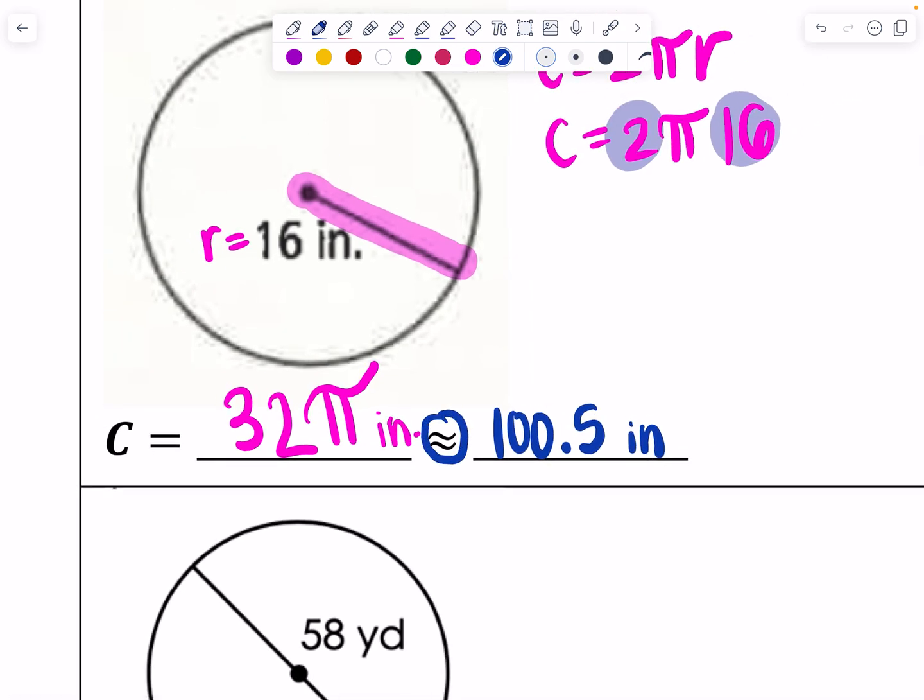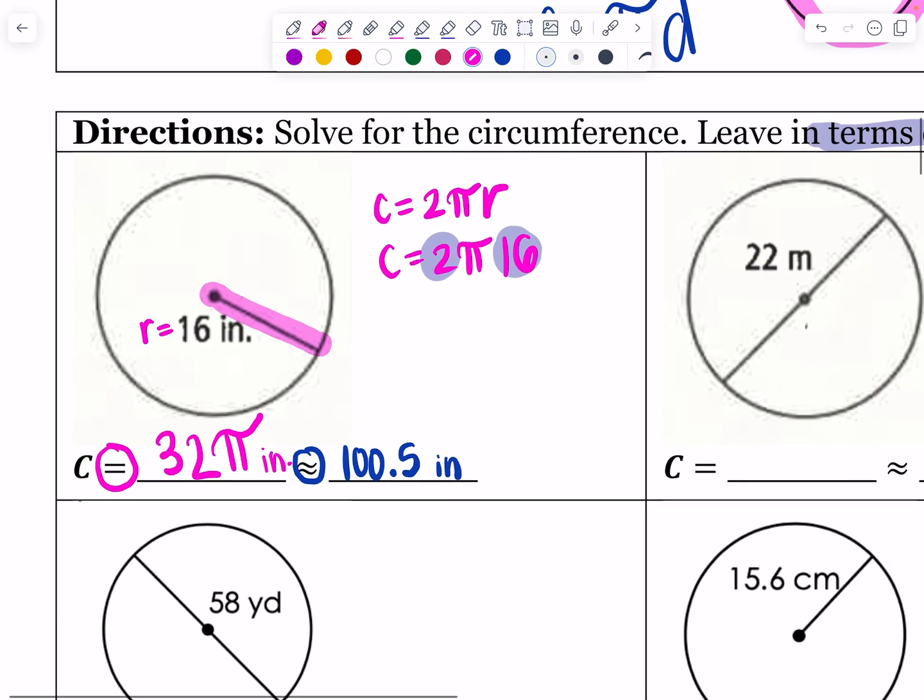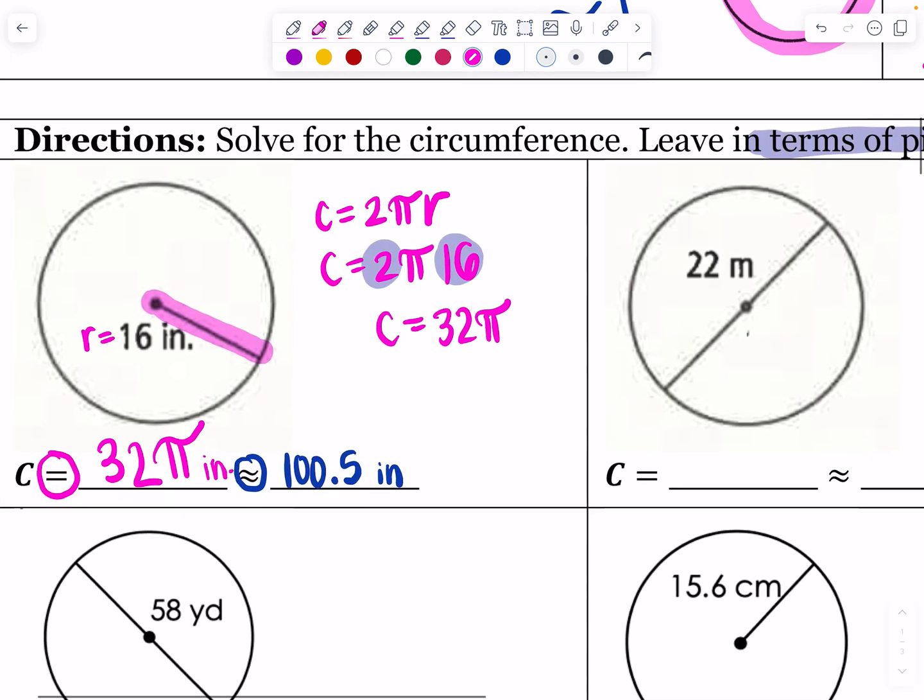You can see that this is approximated, whereas this one is exact. On a standardized test, they might leave it in terms of pi, or they might have you round it. So we're going to get familiar and comfortable with both answers. Okay. So my circumference here was exactly 32 pi, which is about 100.5 inches.